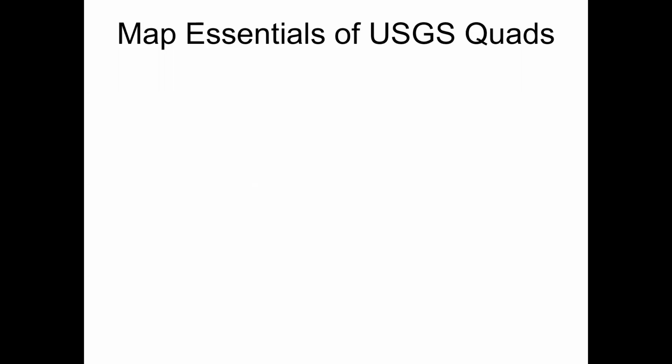Before we begin our map reading handout exercises, I'd like to go over some essential components on each of the USGS quadrangle maps that you'll be using. You may want to write this list down to have on hand. First of all, the title, the date of publication, and the source of the map data must be on the map.